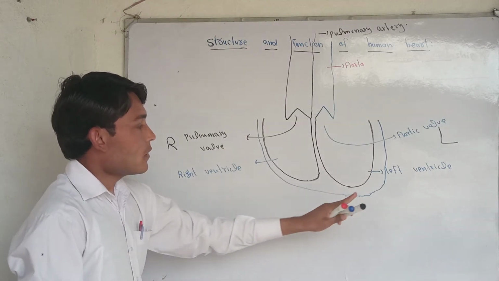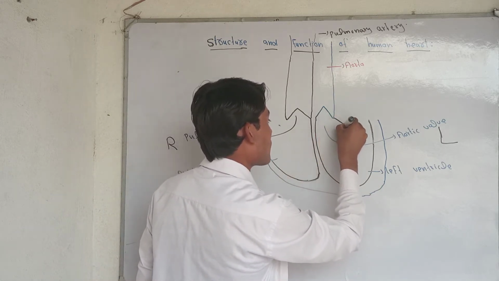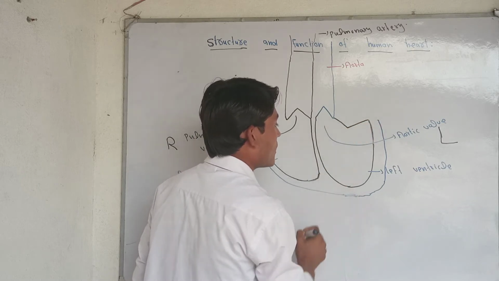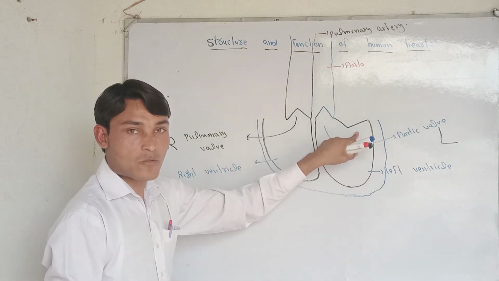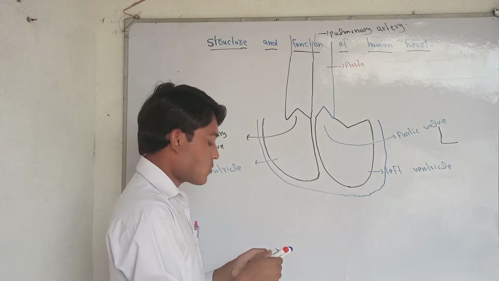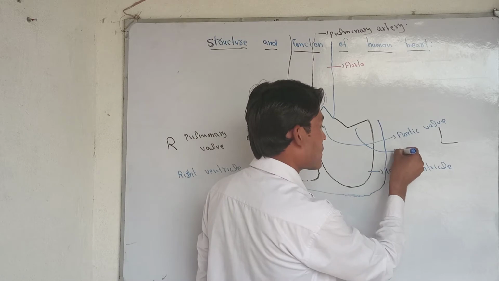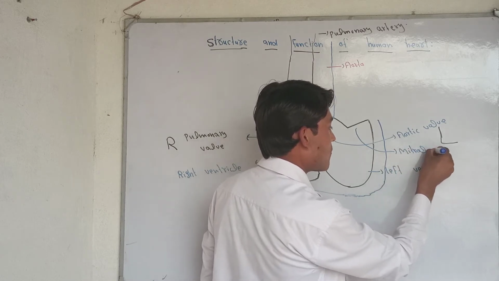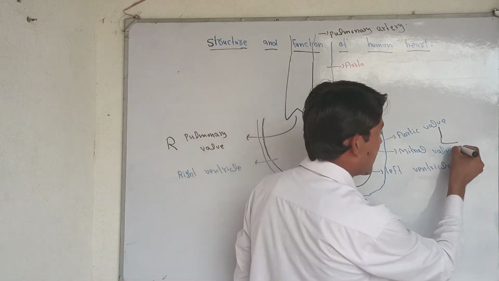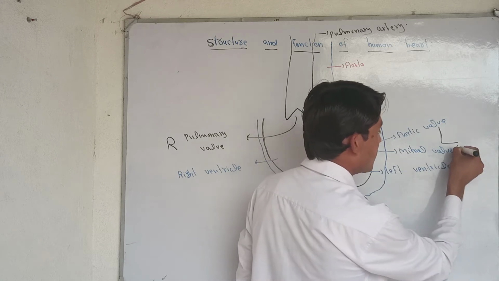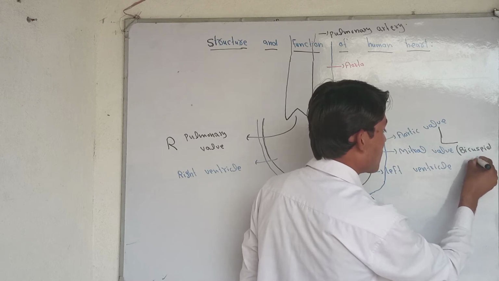Next, on the left side we have another wall, which is called the bicuspid wall. The bicuspid wall is also called the mitral wall. It is called bicuspid because it has two plates.